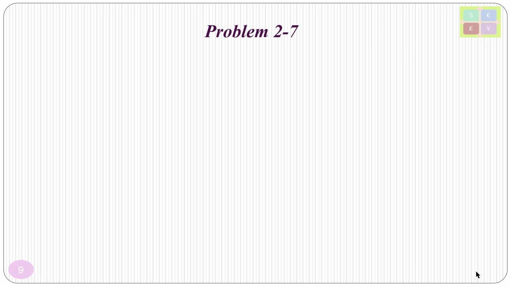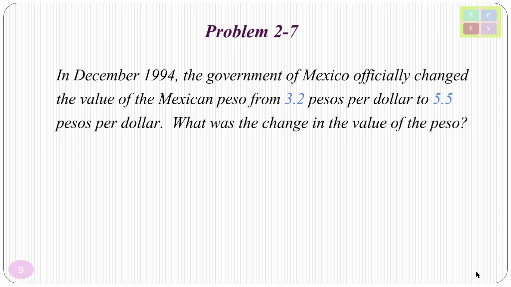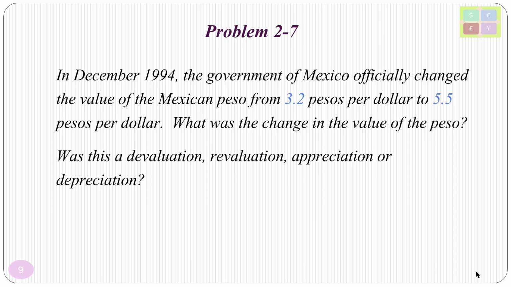Problem 2.7 provides a good review of what we discussed in the lecture. Here we are told that in December of 1994, the government of Mexico officially changed the value of the Mexican peso from 3.2 pesos per dollar to 5.5 pesos per dollar. And we need to find out what was the change in the value of the peso.